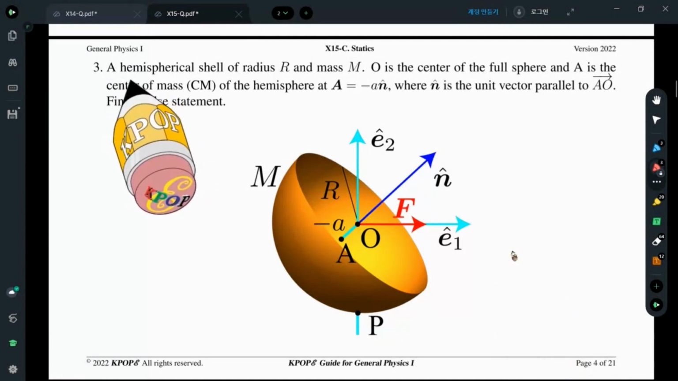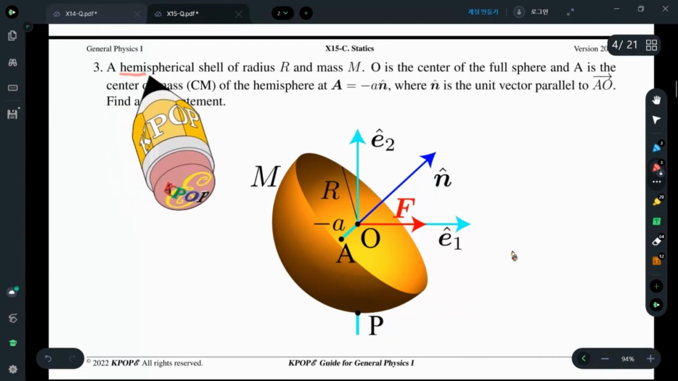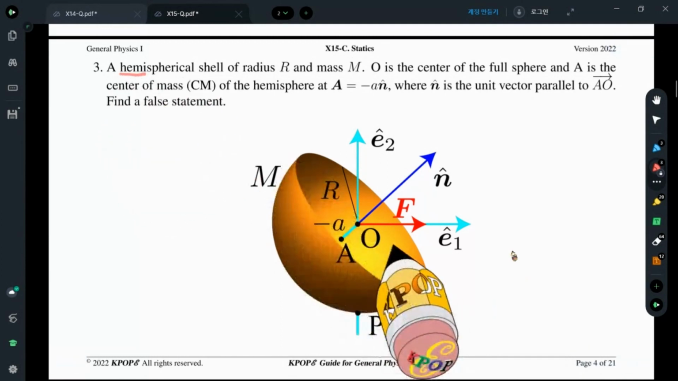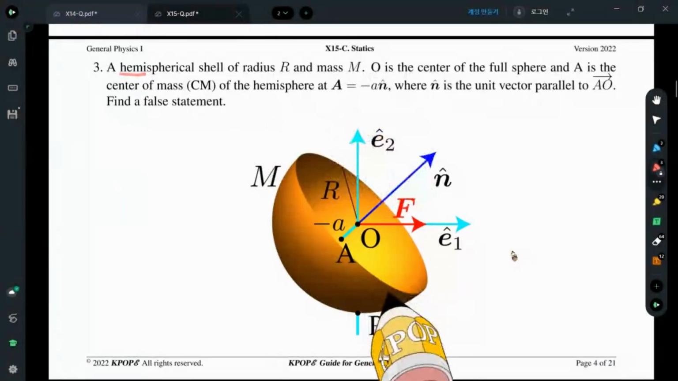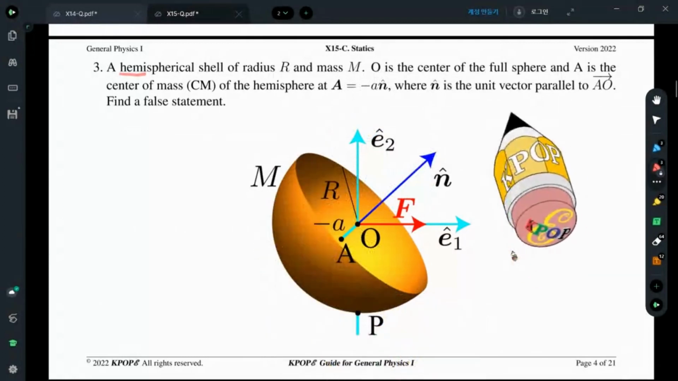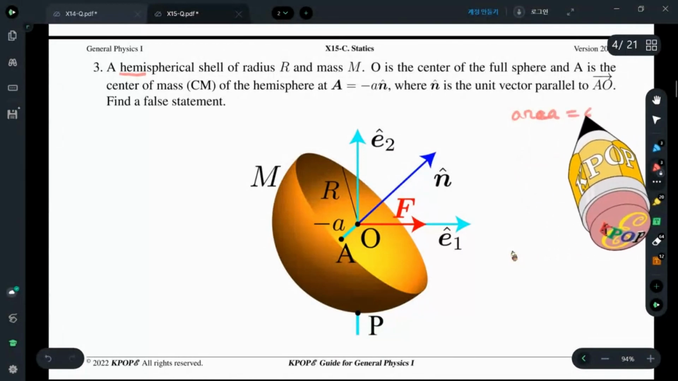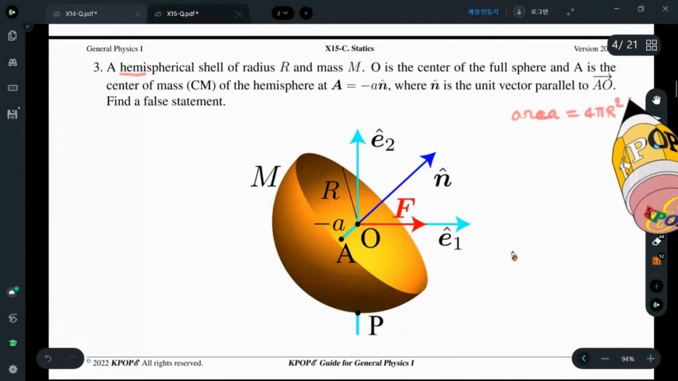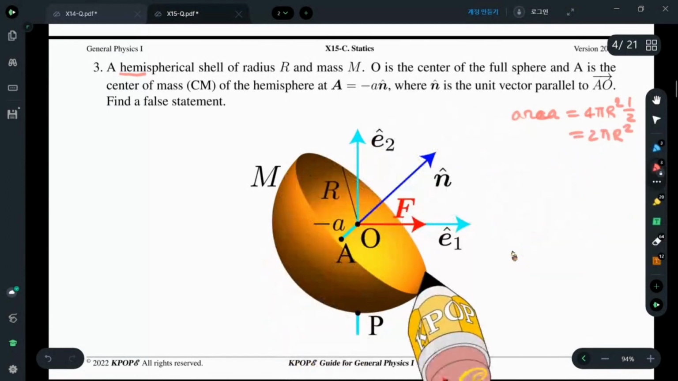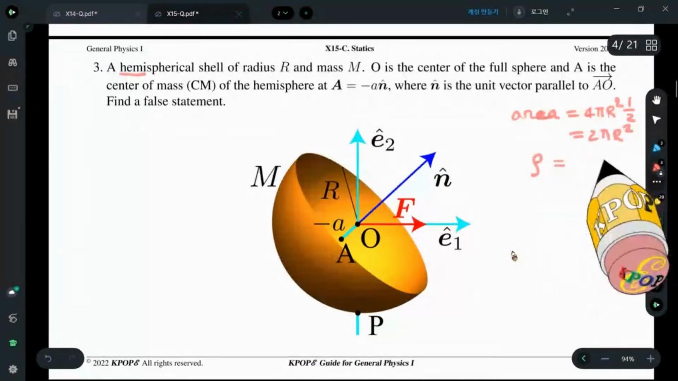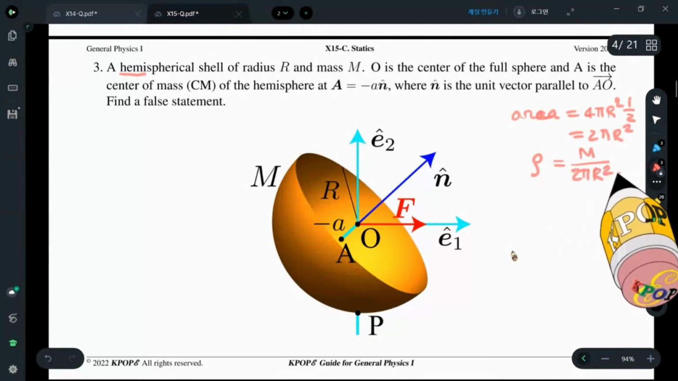In the previous exam, many students didn't understand what a hemisphere is. It's half of a sphere, a hemisphere. Hemispherical shell of radius R and mass M. The area is 4 pi r squared for the full sphere, so half of that is 2 pi r squared. For a uniform hemisphere, the density should be mass M divided by area, that's 2 pi r squared.